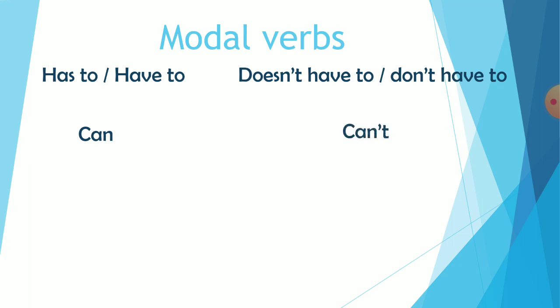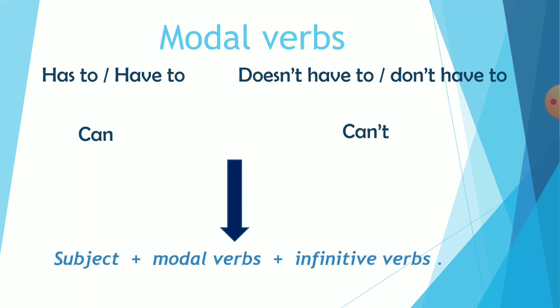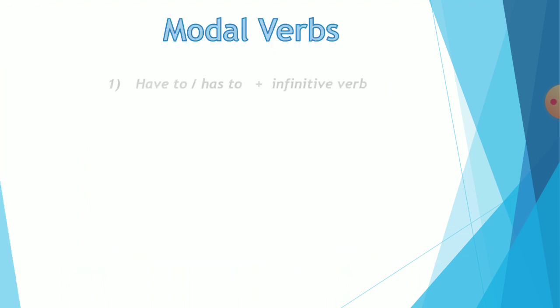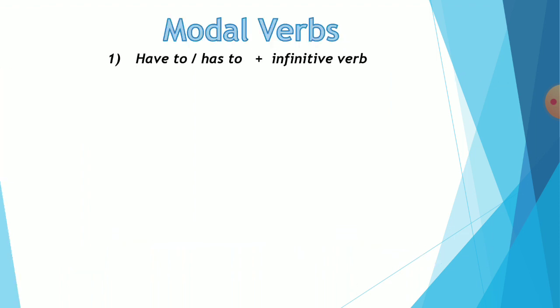Now, before starting with the modal verbs, let me remind you that all the modal verbs are followed by infinitive verbs. So if you want to make a sentence that has a modal verb, we have to start with the subject, the modal verb, and an infinitive verb. Now, each one of the modal verbs we are going to discuss will give us a certain meaning that is different from the other modal verbs. Let's start with the first modal verbs, which are has to and have to.